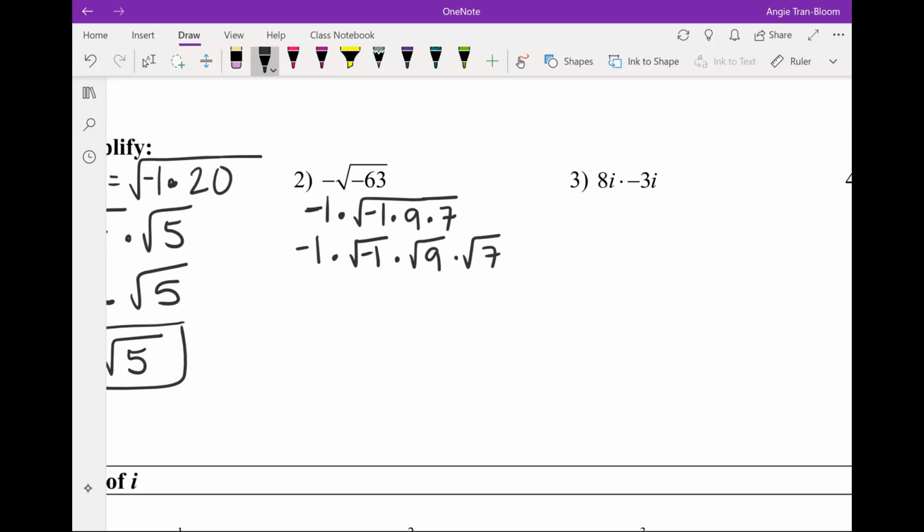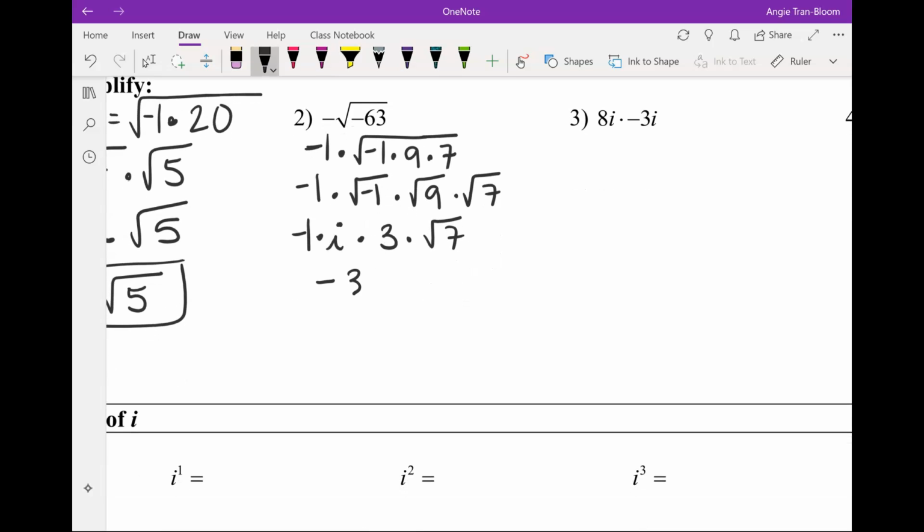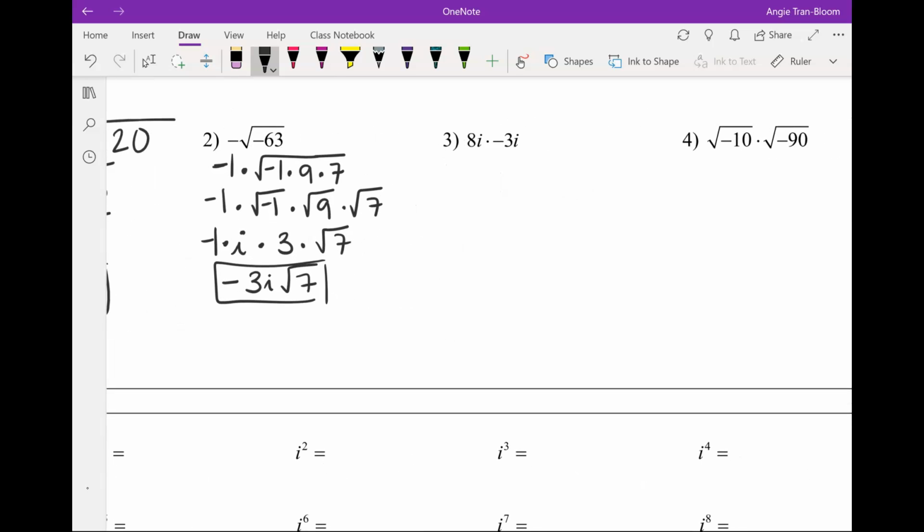Yes, square root of -1 is i. Square root of 9 is 3. Square root of 7 is? Rad 7. How do we write it in a negative? How many i's? 3 i's. Negative 3i times square root of 7. All right. Whoa, you can multiply i's.